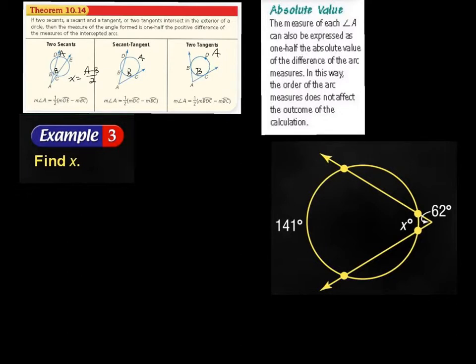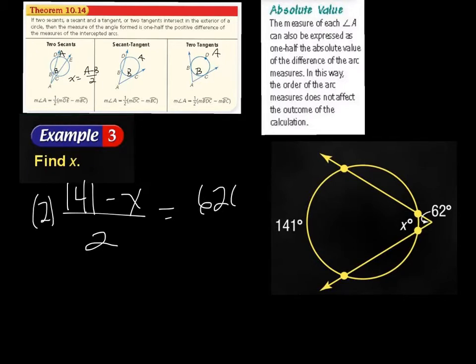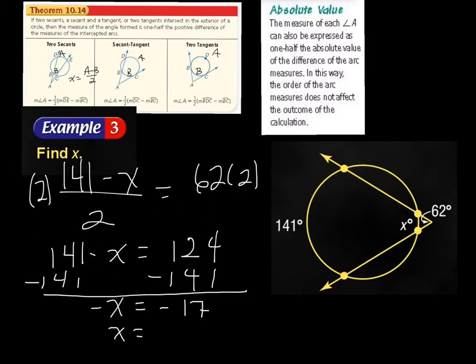In example 3, our big arc is 141 and our smaller arc is x. So (141 minus x) divided by 2 equals 62. To undo divide by 2, we multiply both sides of the equation by 2, so I have 141 minus x equals 124. When I subtract 141 from both sides, I'm going to get a negative. That's okay, divide both sides by -1, and x is going to be 17.